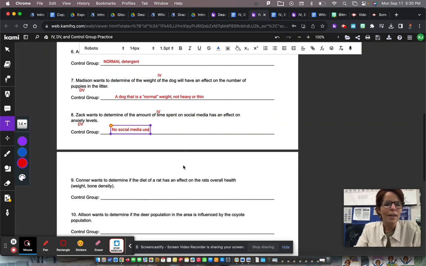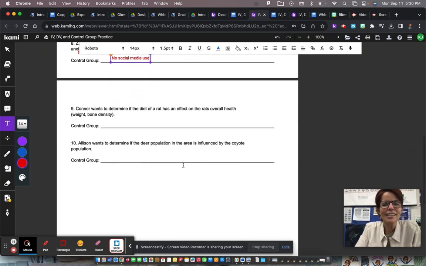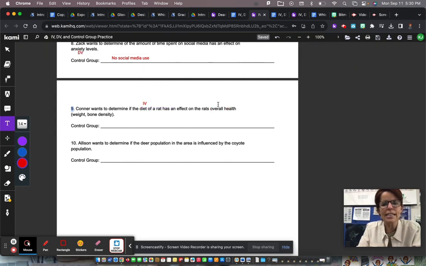That's normal. All right, number 9, Connor wants to determine if the diet of a rat has an effect on the rat's overall health. There should be an apostrophe there. On the rat's overall health. So what he's going to change is the diet. So that will be the independent variable. The overall health is the dependent variable.